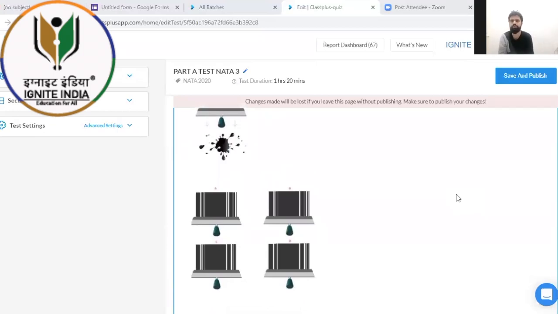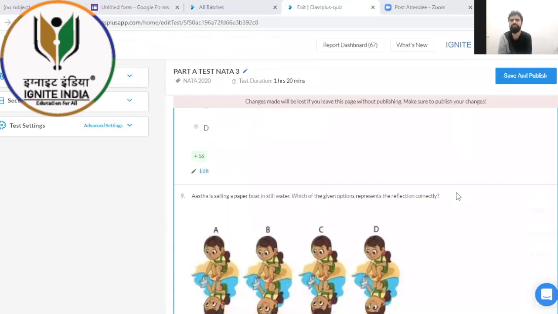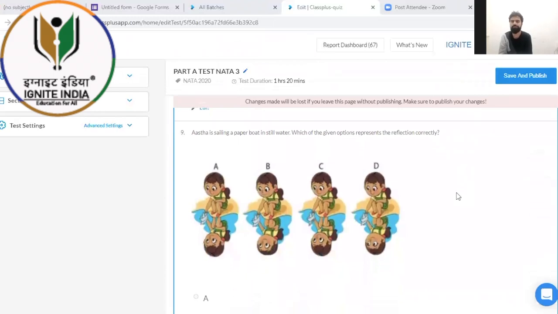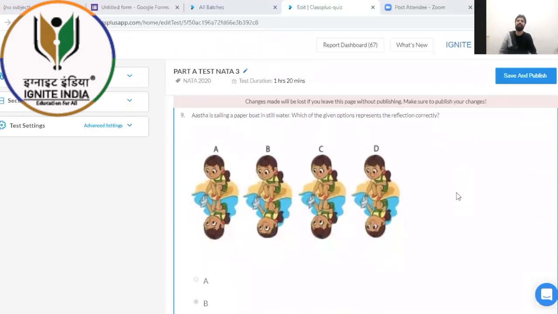Now the next question which is going to come on your screen, if you ask me, is slightly tricky and interesting. People will not have doubt in option number D and C. Easily you can eliminate, because you have to find out here what. Astha is the girl's name, sailing a paper boat in still water. Which of the given options represents the reflection correctly?